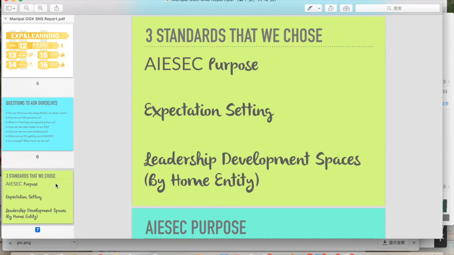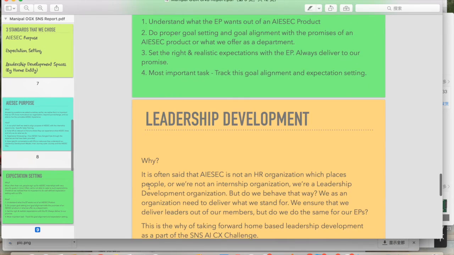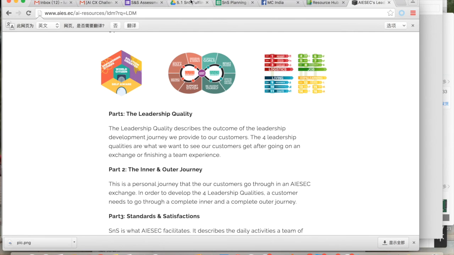And for each of the focuses, they have some strategies. For example, for ISEC purpose, strategy 1 is in their pitch itself. They need to align the purpose of ISEC with the internship opportunities. They need to have a specific sales training to make sure every person who's doing sales can sell ISEC in the best way possible. For the experience settings, they also have some strategy like proper goal setting and goal alignment with the promise of the ISEC product. And for leadership development, they also have some strategy of trainings and implementation on OPS. And that's how ISEC in Manipal University developed the strategy for the OGX SNS.